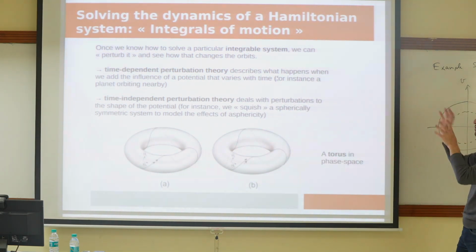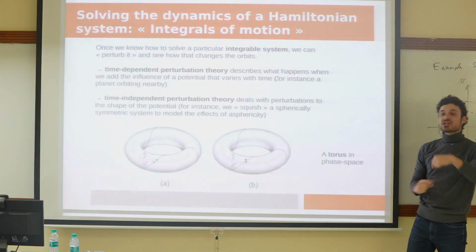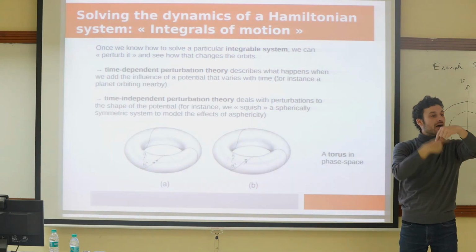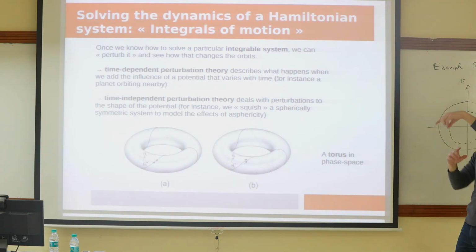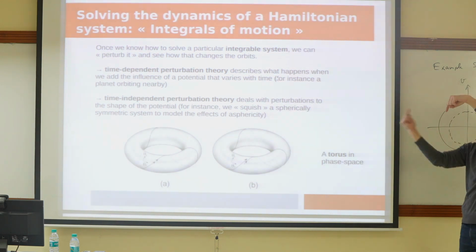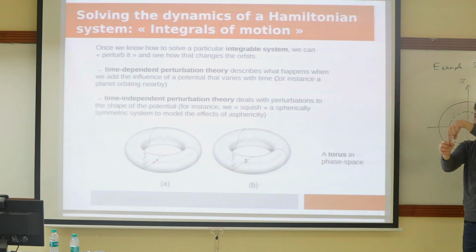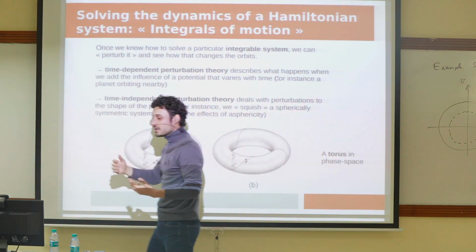Perturbations can mean two different things, basically. There's what's known as time-dependent perturbation theory, where you add a potential that varies with time. So for instance, if I'm studying the influence on asteroids in the solar system, I'm studying the influence of the Sun-Jupiter system. I'm going to model the sun as being immovable at the center, but Jupiter is going to be coming around once every 3 years or so. So this is a perturbation that has a time dependence. But I can also look at time-independent perturbation theory.